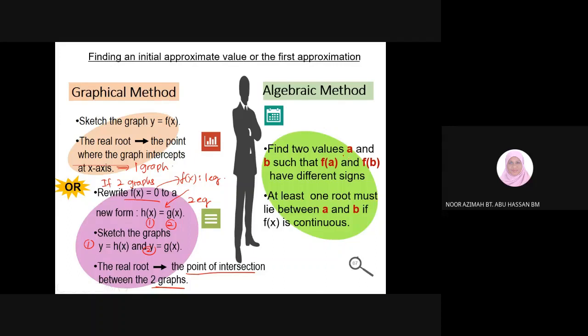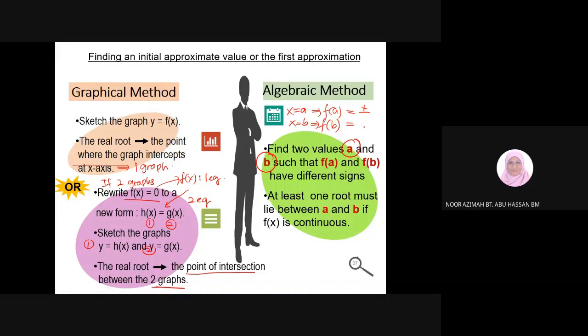and if you have to use the algebraic method, then you need to find two values, that is A and B, by substituting x equals to A and x equals to B in our f(x) and indicate the result as two different signs. For example, you substitute x equals to A in your f(A), you end up having a positive sign, and then you substitute x equals to B in your f(x), you end up having a negative sign. Okay, so this is what we want.